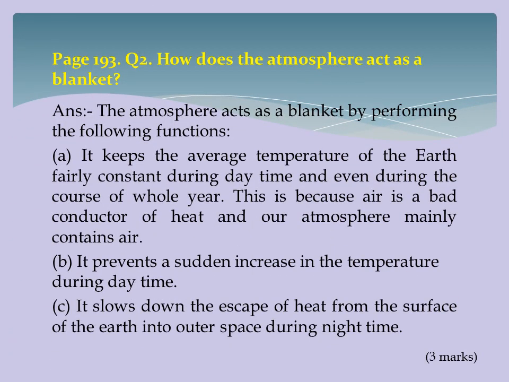Page number 193. Question number 2. How does the atmosphere act as a blanket? Answer. The atmosphere acts as a blanket by performing the following functions. A. It keeps the average temperature of the earth fairly constant during daytime and even during the course of the whole year. This is because air is a bad conductor of heat and our atmosphere mainly contains air. B. It prevents a sudden increase in the temperature during daytime. C. It slows down the escape of heat from the surface of the earth into outer space during night time.